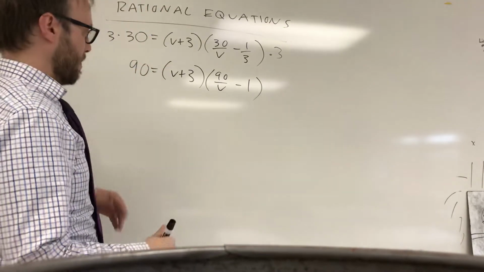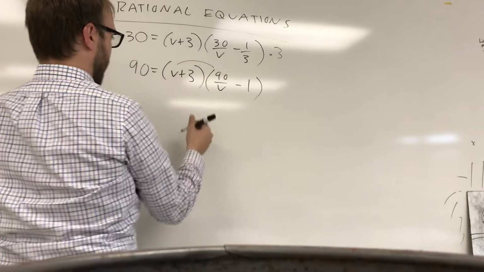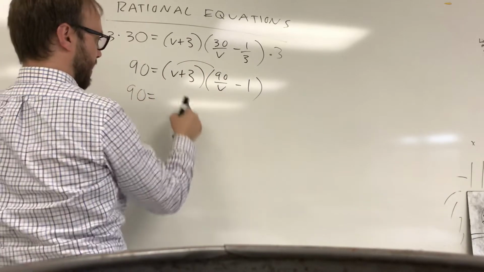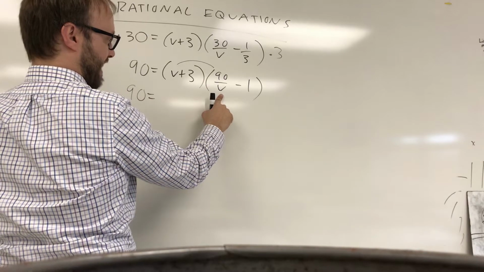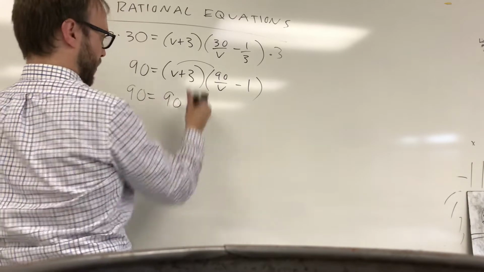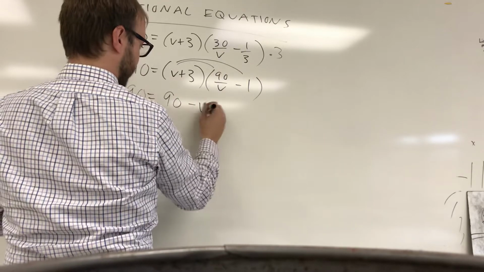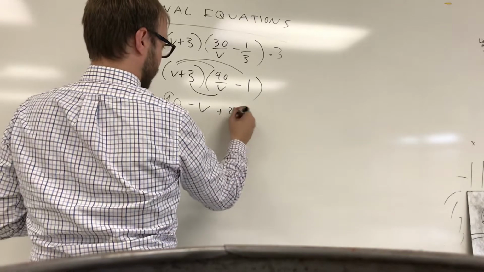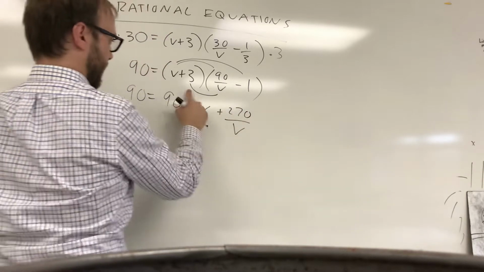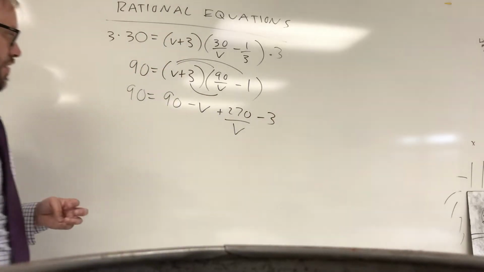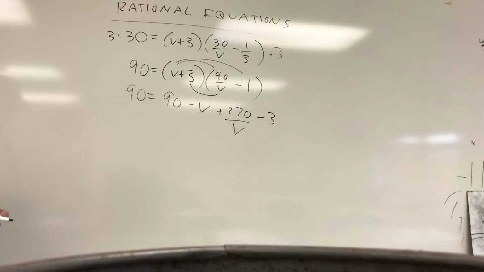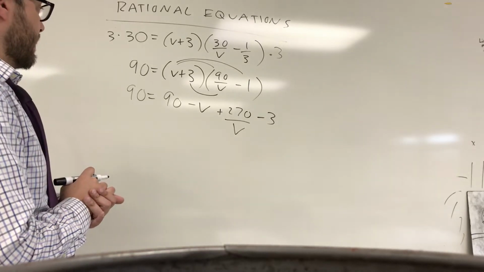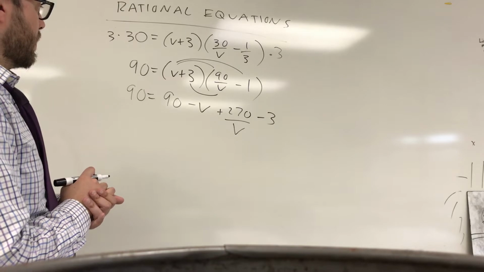So now I'm going to go ahead and FOIL this out and see what happens. I've got 90 is equal to v times 90 over v will give me 90v over v, which is just going to be 90, okay? V times -1 is minus v, okay? 3 times 90 over v is going to be 270 over v, and then 3 times -1 is going to end up being -3, okay? And I think I've messed something up here. Where is it? I think I should have a v squared term. Let's see, v plus 3.